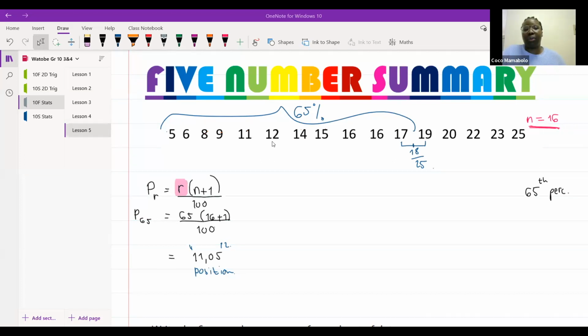Absolutely. Find me the 92nd percentile. What are we going to write? P92. P92 is equal to 92, open bracket 16 plus 1, over 100. Then you just punch that into a calculator and give us an answer. The answer for the 65th percentile was 18.